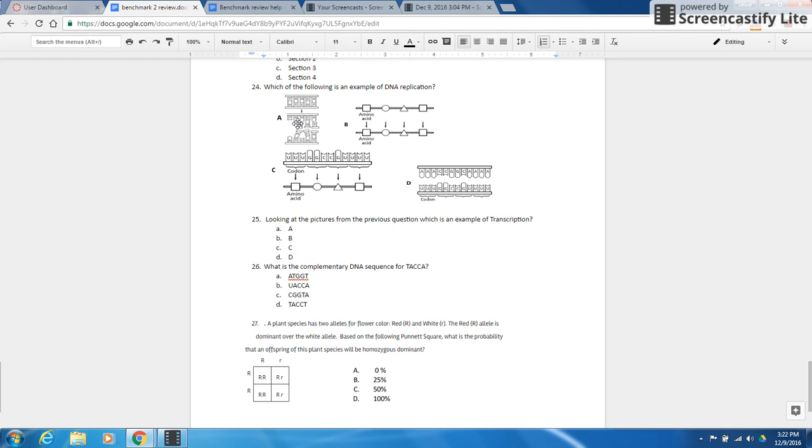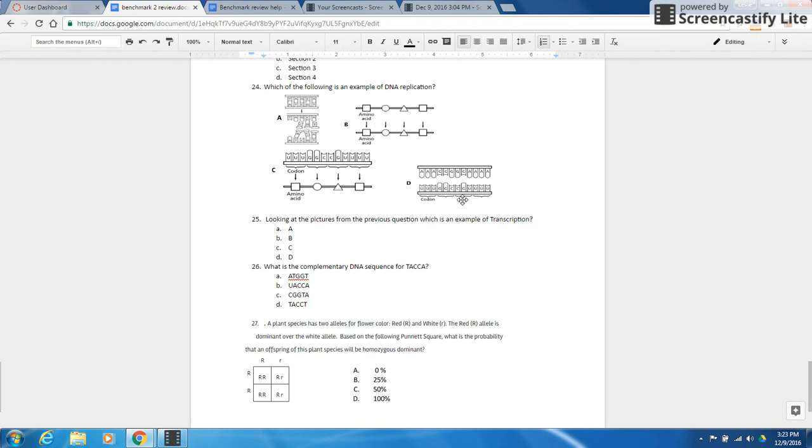25. Looking at the picture from the previous question, which is an example of transcription? Now, transcription is going from DNA to RNA, which means that you get rid of those T's and you should have U's. Okay, so in this case, the only other option we have is D. And I believe that's the same on yours. Yes, D.